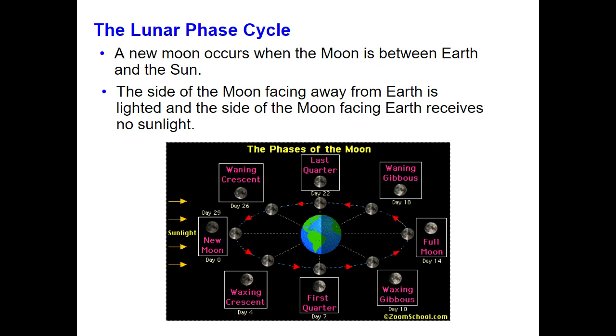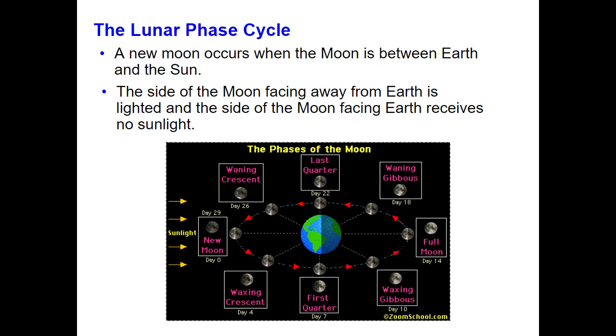On the side facing the Earth, you have your full moon. If the Earth is in between the sun and the moon, you're going to have a full moon. If the moon is between the sun and the Earth, you're going to have a new moon, because we cannot see the surface of the moon at that point in time.